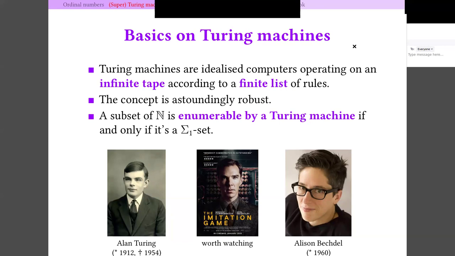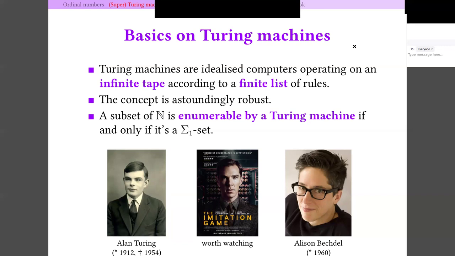Also, a nice fun fact, in case you are a mathematician and not a computer scientist, because then you might not be particularly interested in Turing machines, or at least you won't have any a priori interest in Turing machines. However, let me state the following. A subset of the natural numbers is enumerable by a Turing machine if and only if it's a sigma one set. I will explain what a sigma one set is in a second. Before that, let me explain what this enumerability means.